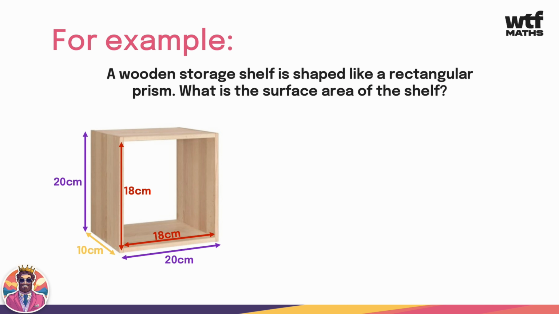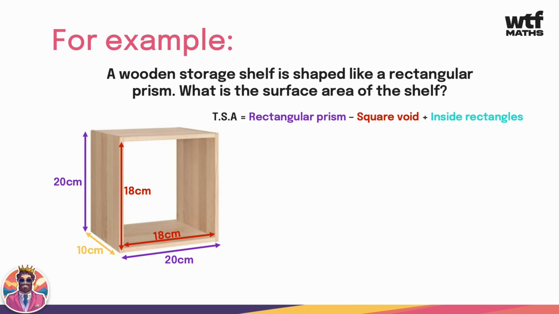Okay, so for example, a wooden storage shelf is shaped like a rectangular prism. What is the surface area of the shelf? So we have pretty much a rectangular prism here, but the front and the back have a hole in the front. So they have a void at the front and a void at the back. And this makes this box now a shelf. So how do we find the surface area of this? Well, we're going to follow three steps. We're going to pretend that there was no hole at all. We're just going to find the total rectangular prism. Then we're going to take away any voids that we see. And then we're going to add on the inside rectangles that we can see now.